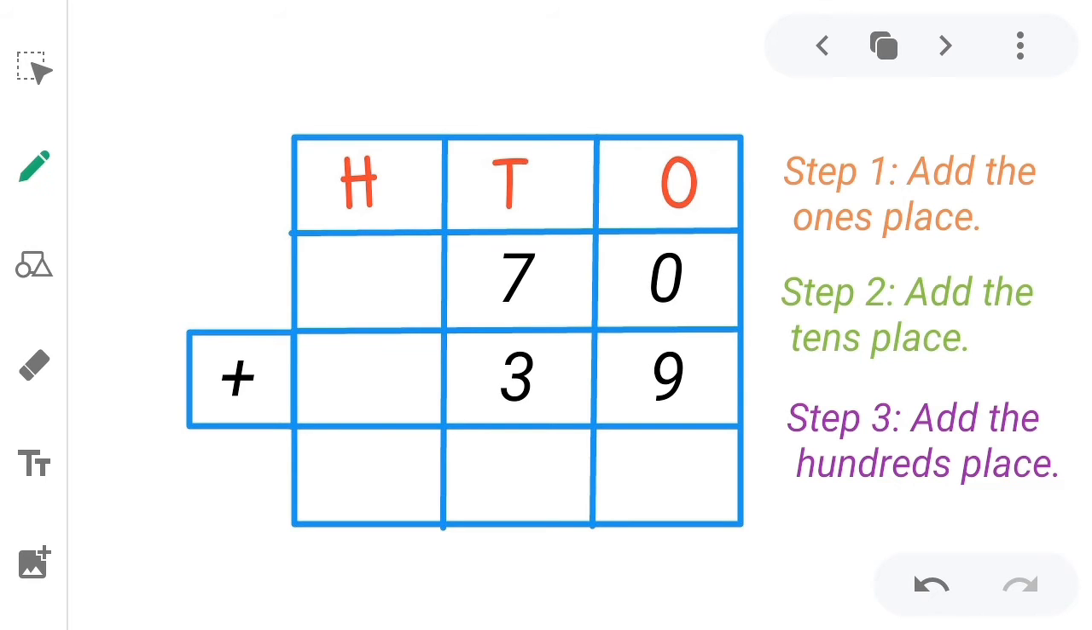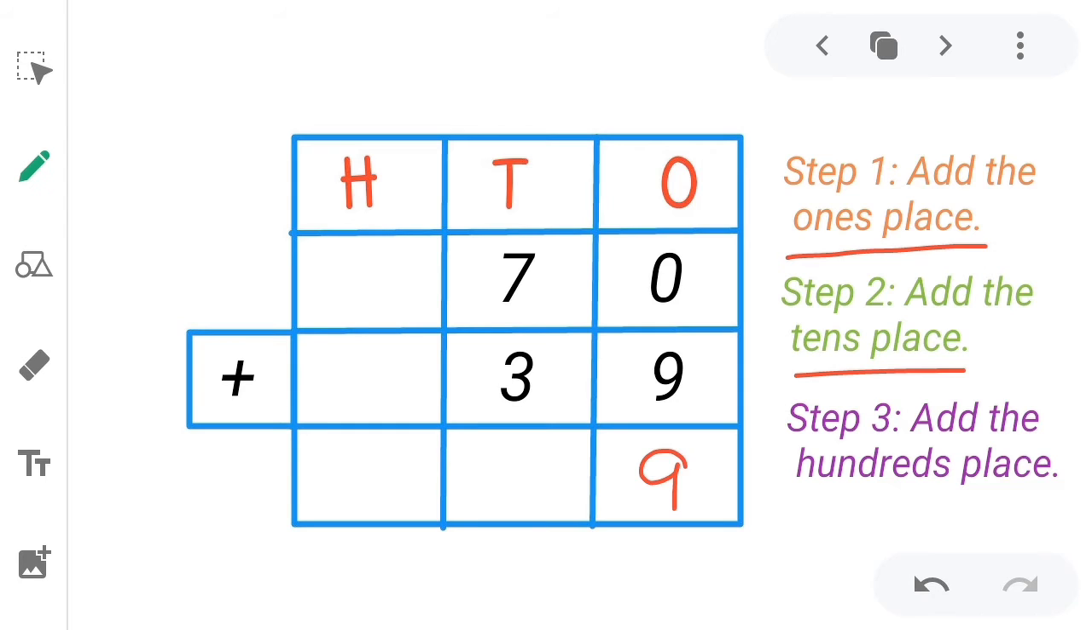Now coming to the next one, we have to add the ones place first. So if we add the ones place, we have 0 and 9. So 0 plus 9 will give us 9. Then we will add the tens place. In the tens place, we have 7 and 3. So 7 plus 3 will give us 10.